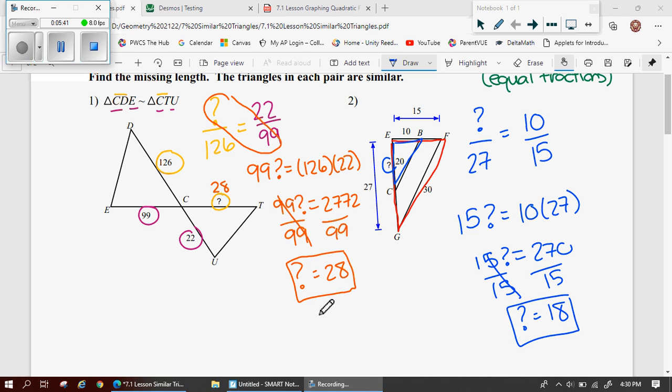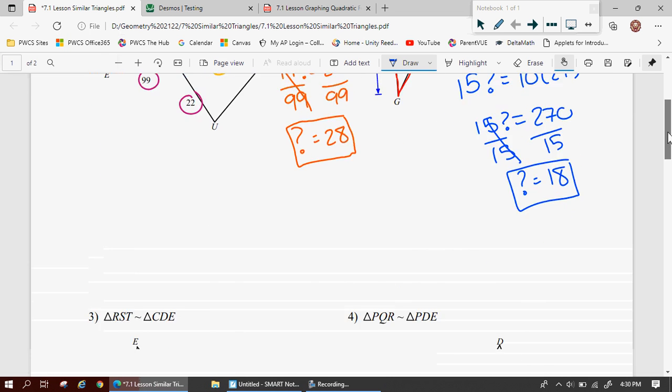So when I solved that proportion after I cross multiplied, I was able to find out that that missing side length is 18. It should make sense. So my answer should be smaller since that side came from the smaller triangle. It should be smaller than 27, and it is. And so we found the missing piece.